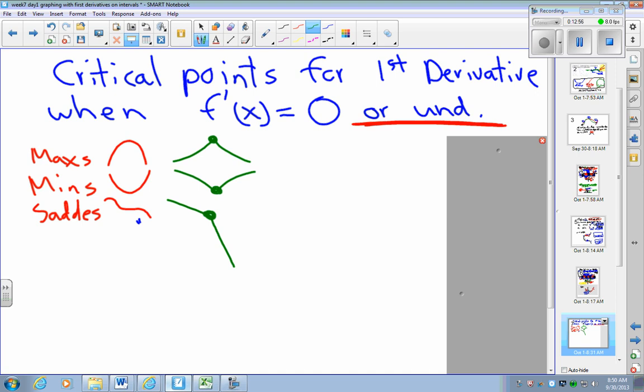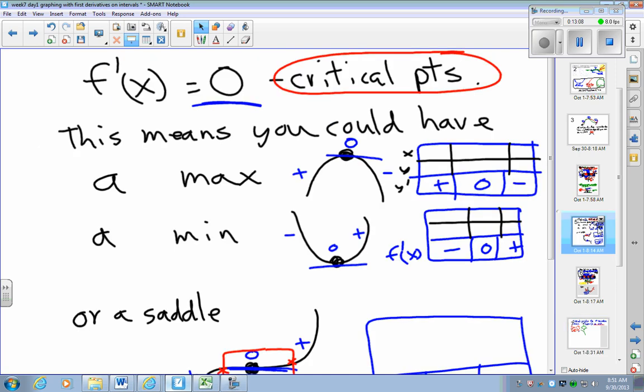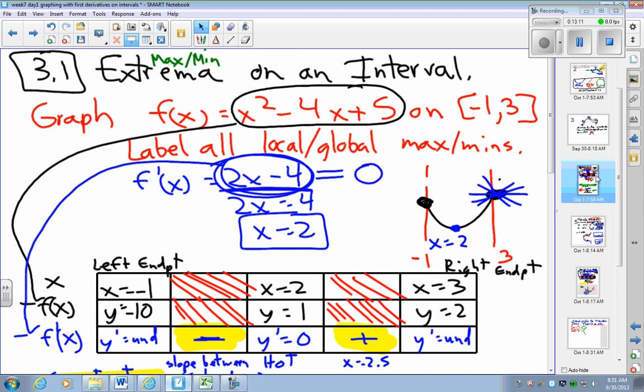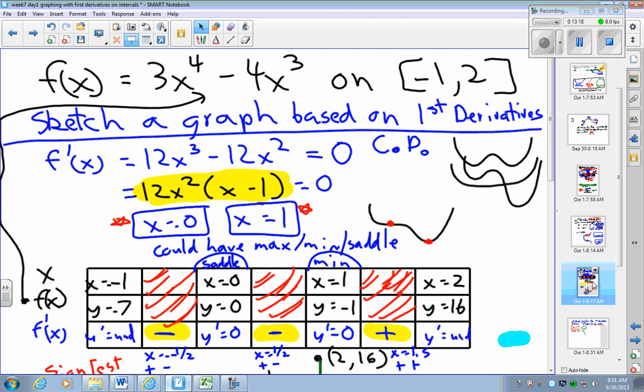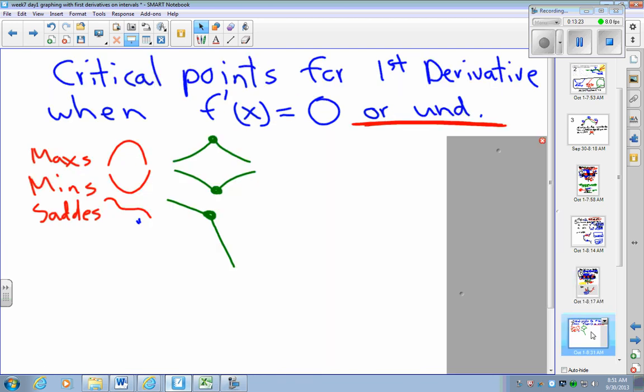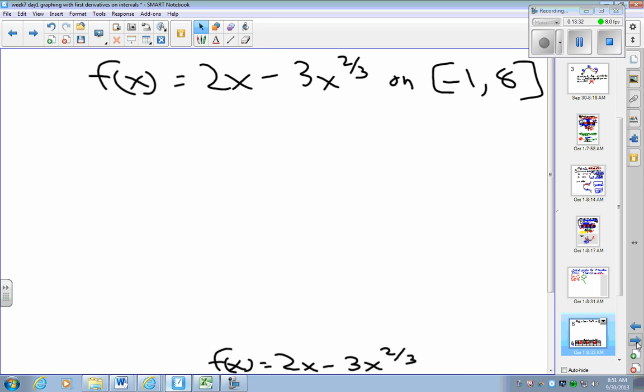So, when we're finding derivatives now, we don't want to just find first derivative equals 0, we also want to find when it's undefined. Now the reason I haven't said the undefined yet is, when you go backwards and look at the ones that I've given you, x squared minus 4x plus 5, that's just a parabola, there's no issues with it. And then this one here, with the x to the fourth, no issues with it.